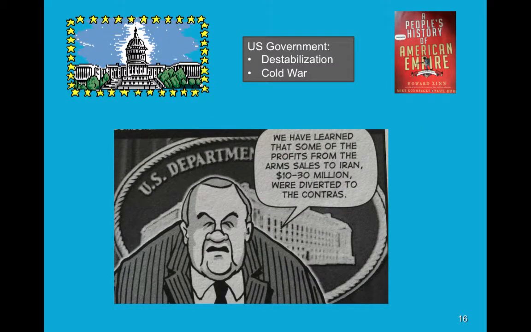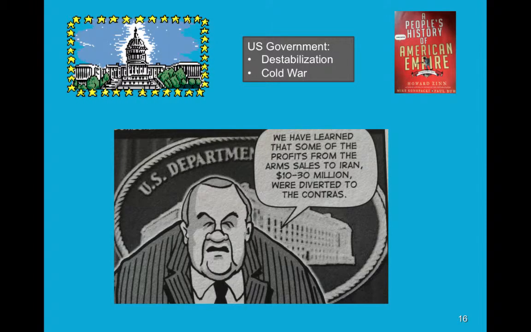Here's another slide. We have learned that some of the profits from the arms sales to Iran were diverted to the Contras. What? Well, see, it just so happens that even though Iran is our enemy, Iran has just ended that embassy hostage crisis. We sell them arms. And then with the money from the arms, we divert it to fight against the Sandinistas. Give it to the Contras.